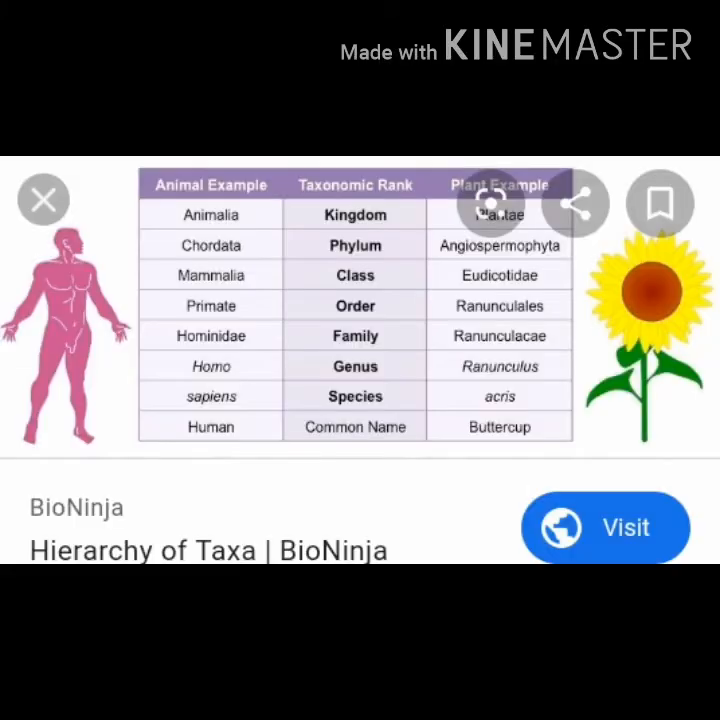So for example, human. The common name is human, and that is a taxonomic rank. Kingdom, Animalia. Phylum, Chordata. Class, Mammalia. Order, Primates. Family, Hominidae. Genus, Homo. Species, sapiens. So the scientific name of a human is Homo sapiens.